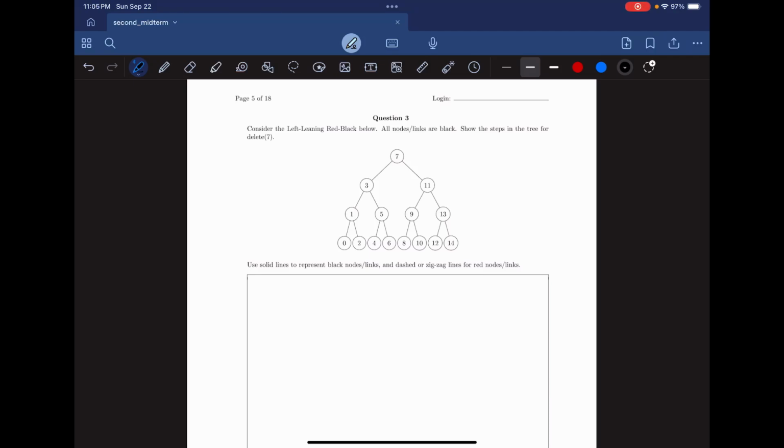Hello, the next question we have on this exam is question 3, which says, consider the left-leaning red-black tree below. All nodes/links are black. Show the steps in the tree for delete 7.